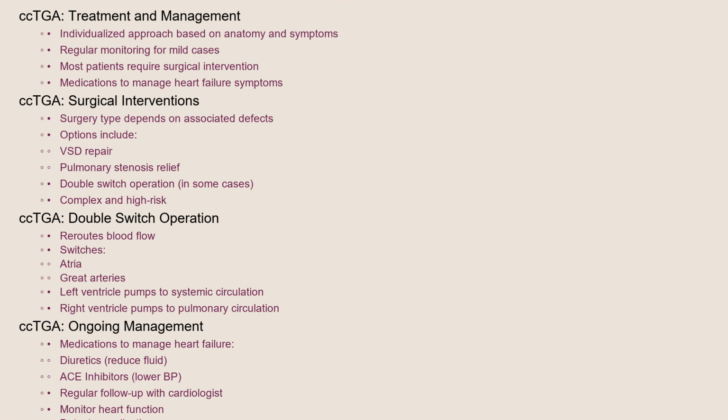Medications may be used to manage symptoms of heart failure, such as diuretics to reduce fluid buildup and ACE inhibitors to lower blood pressure. Regular follow-up with a cardiologist is essential to monitor heart function and detect any complications.